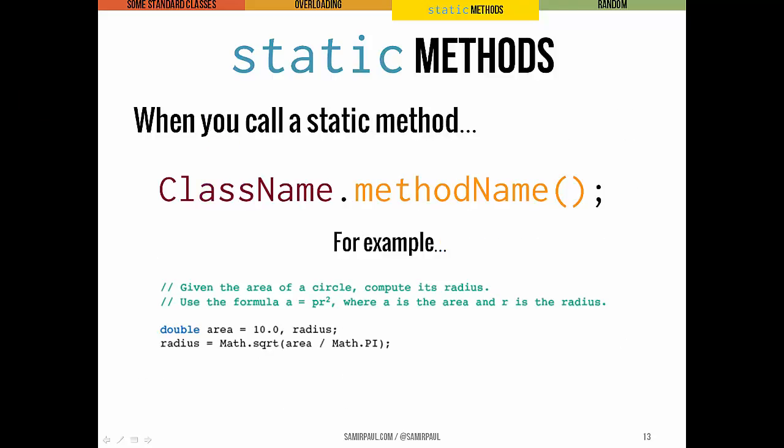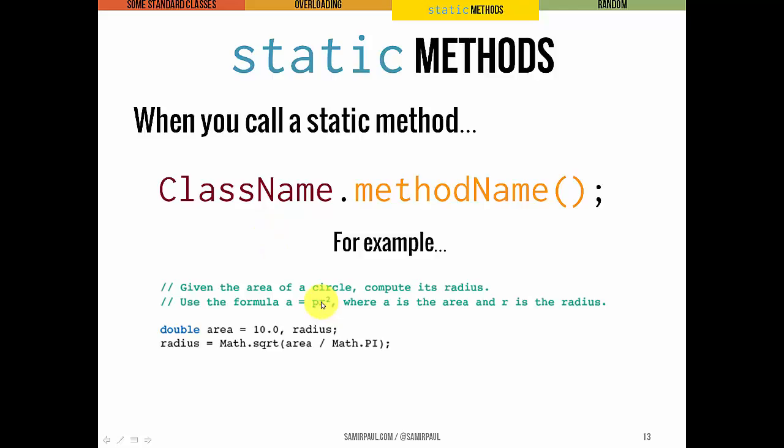So if you're calling a static method, the call is going to look something like this. Class name dot method name. So whatever class that method is defined in, instead of using a particular object, a particular instance of that class here, you'll just use the class name. Okay, so an example looks like this.